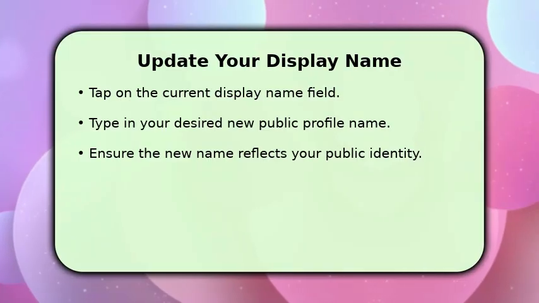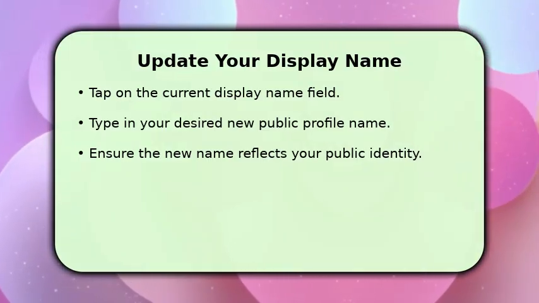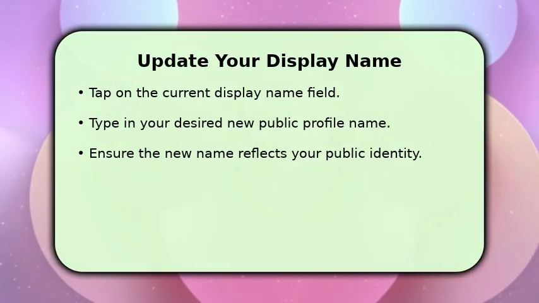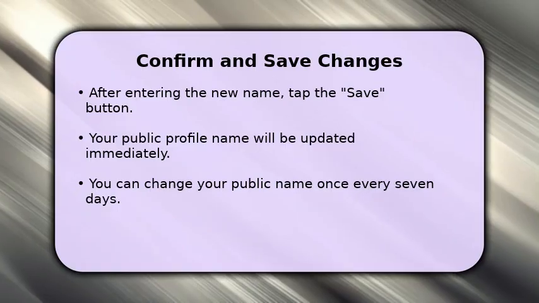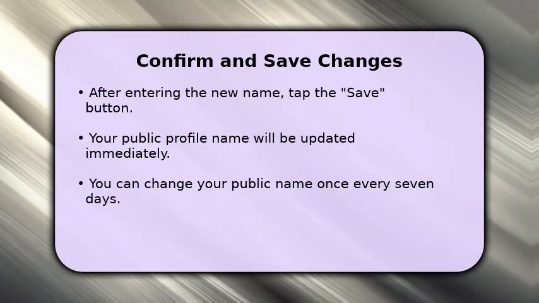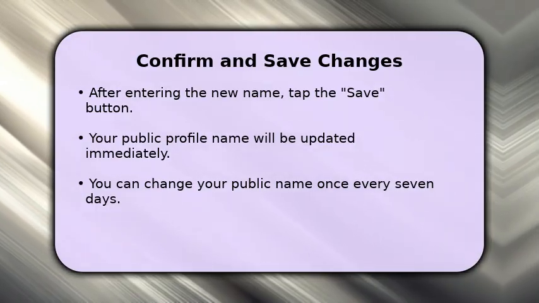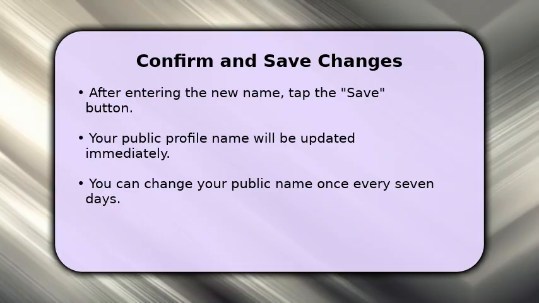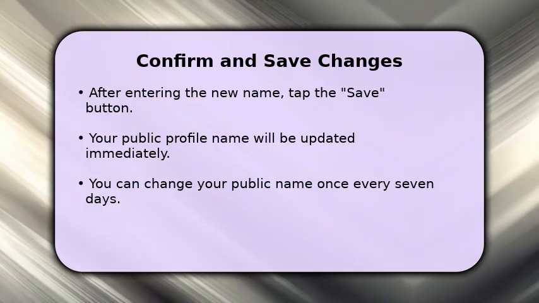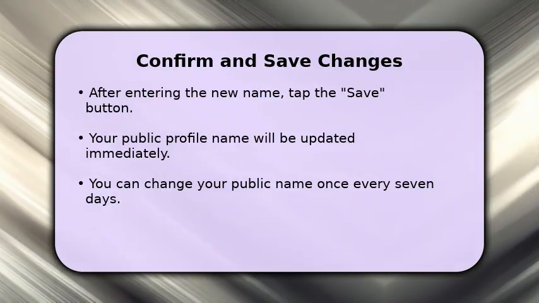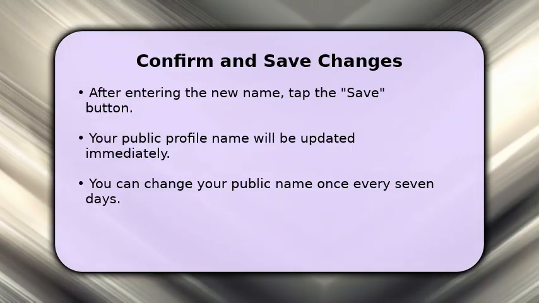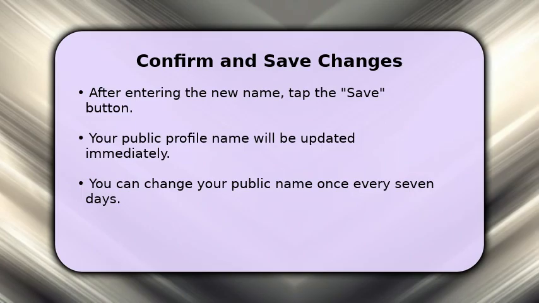Remember, this name is what others will see when they view your public profile, so choose something that accurately represents you. Once you are satisfied with your new public profile name, locate and tap the Save button, typically found at the bottom of the screen. Your changes will be applied instantly, and your public profile will now display your updated name. Keep in mind that you can only change your public name once every 7 days, so choose wisely.